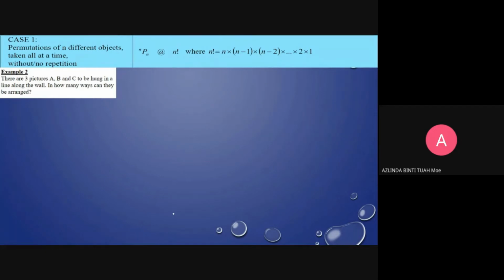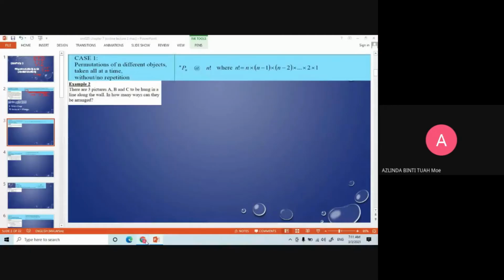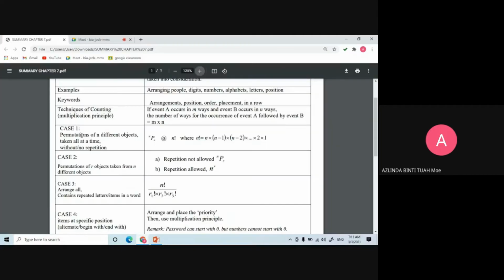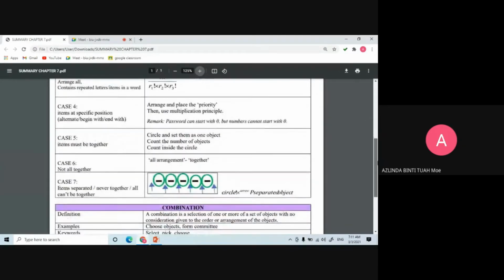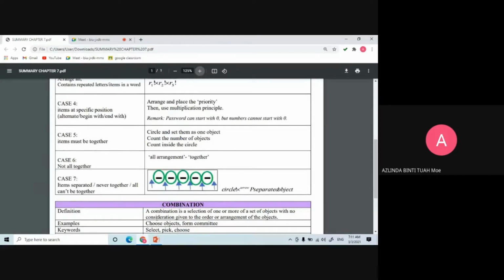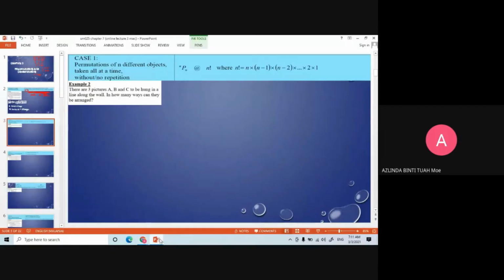Second step you have to identify, because we have 7 cases. If you can see from the summary, dalam permutation you have case 1, case 2. Every case dia ada formula dia tersendiri. So case 4, 5, 6, 7. So in total we have 7 cases. So kena dapatkan dia punya keyword for every question.